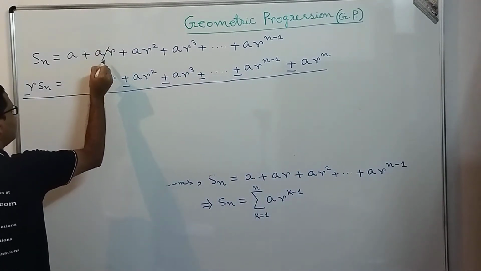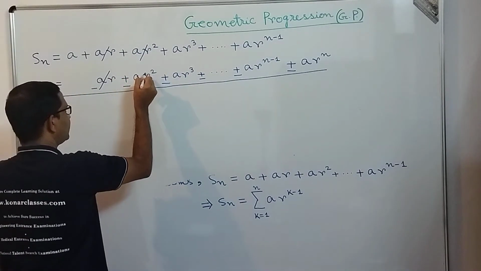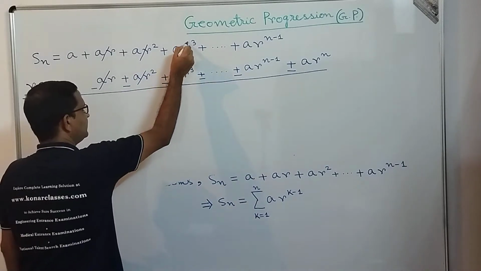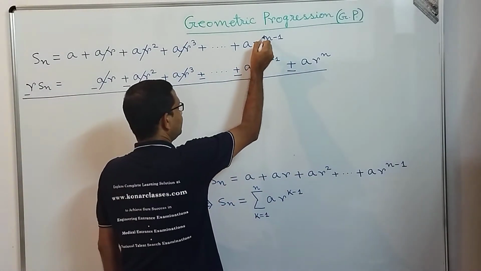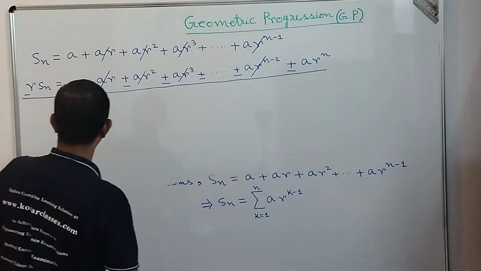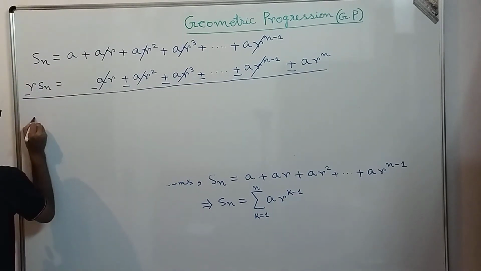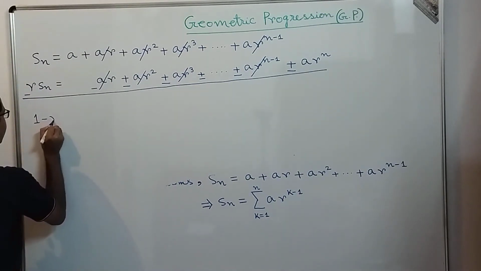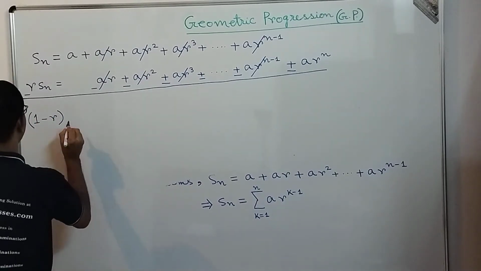This ar and this ar will get cancelled. This ar square will cancel with this ar square. This ar cube will cancel with this ar cube. This ar to the power n minus 1 will cancel with this ar to the power n minus 1. So what are we left with? On the left hand side we get 1 minus r into Sn.